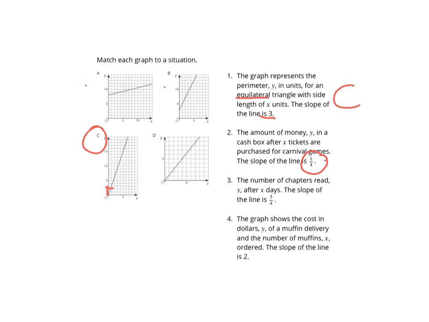So I'm going to look at A and B because those are not proportional, and we're looking for a vertical side length of 1 and a horizontal side length of 4. Again, I'm really having a hard time being precise with my pen here, but number 2 matches A. Okay, and then for number 3, the number of chapters read after X days has a slope of 5/4.